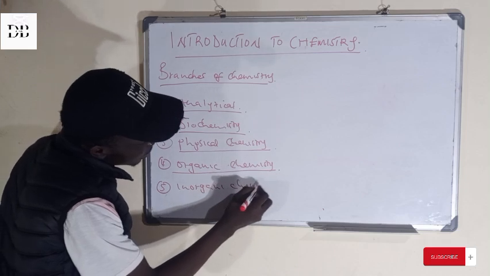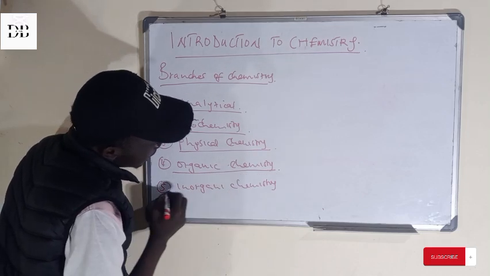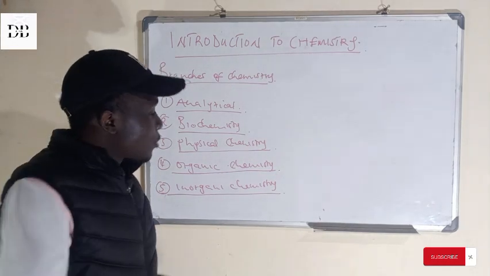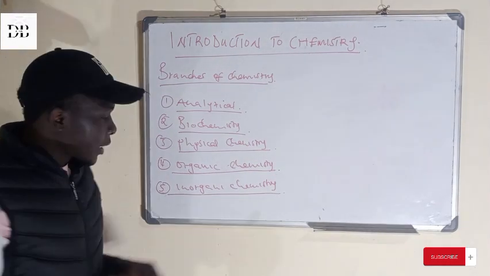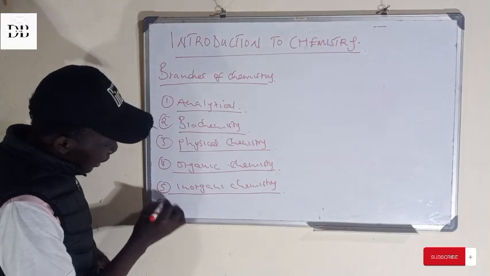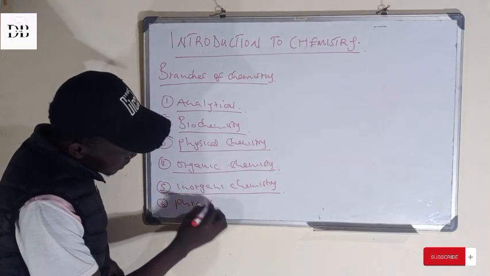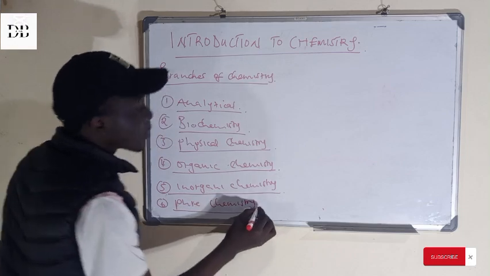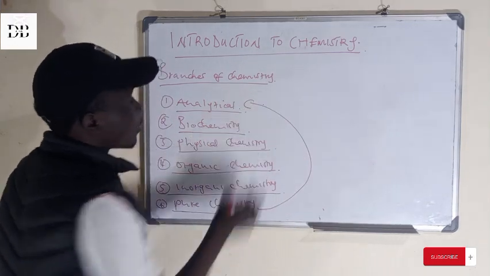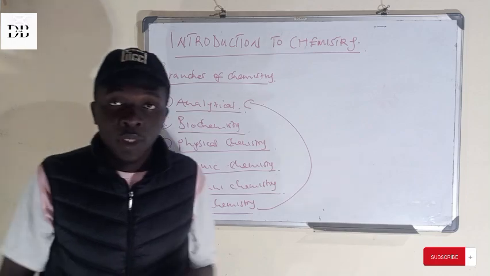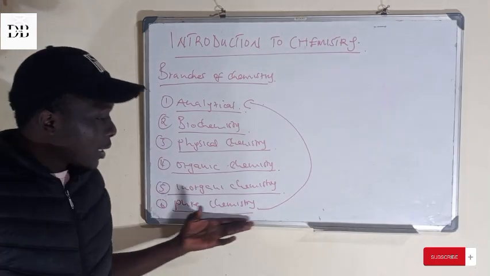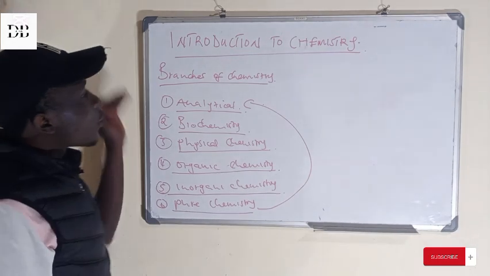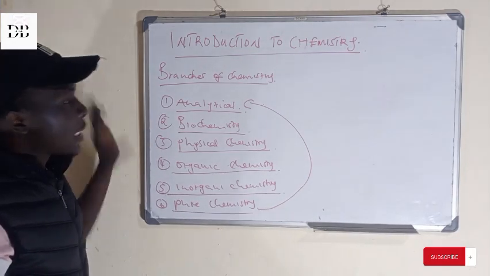Inorganic chemistry, being the opposite of organic chemistry, deals with the study of compounds or elements that do not contain what? Carbon. And then to add on to this, we can have something like pure chemistry. So pure chemistry can be closely related to analytical chemistry, because it also deals with research or analyzing what something is made up of. So these are the branches of chemistry and what they mean.